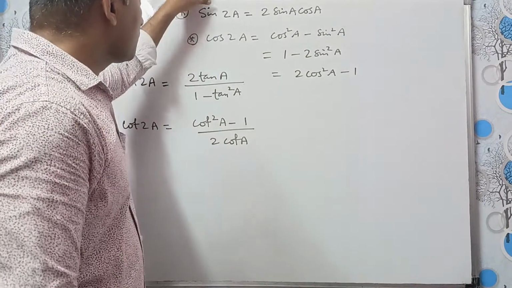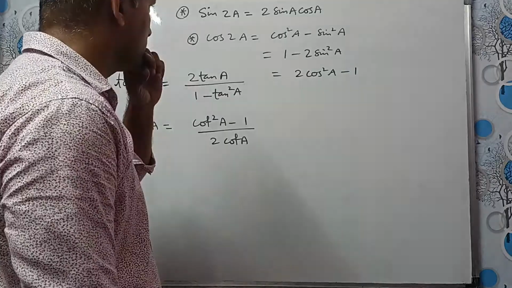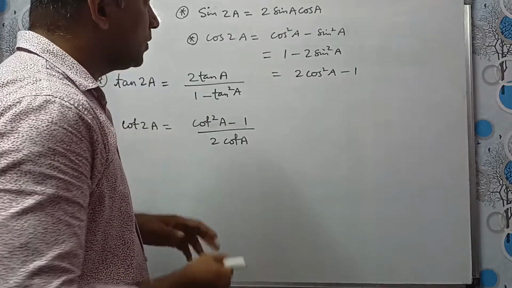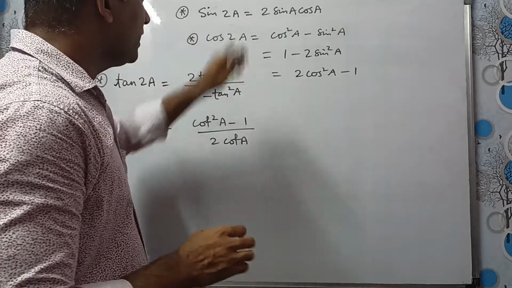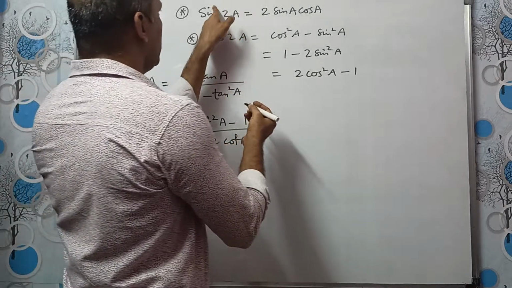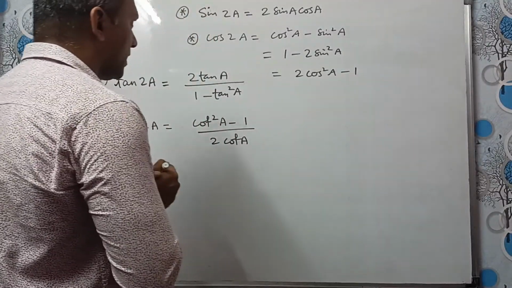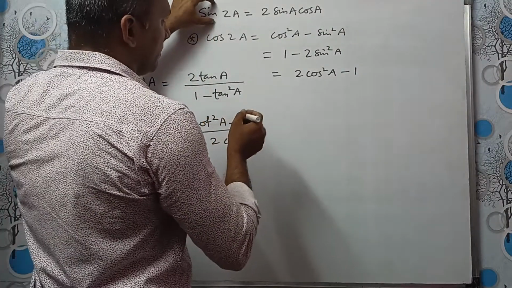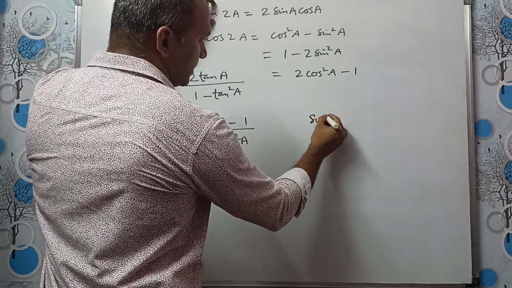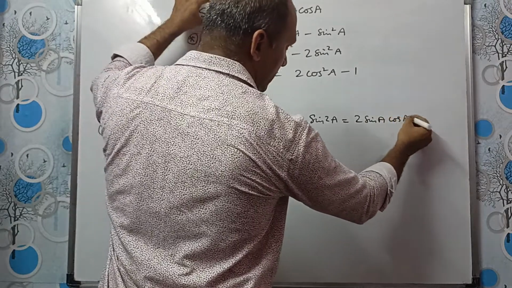Okay, see, multiple angles, right? 2A is a multiple angle, we have studied that. Alright. What if we want to derive sin A? What if we want to get sin A or sin A by 2? What should we do here? Okay, see, let us take this formula first. Sin 2A is 2 sin A cos A.